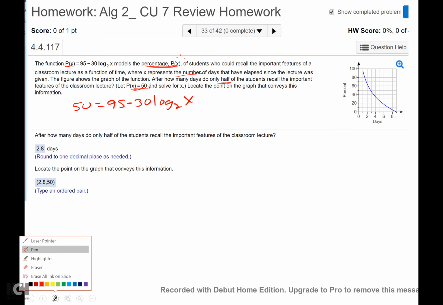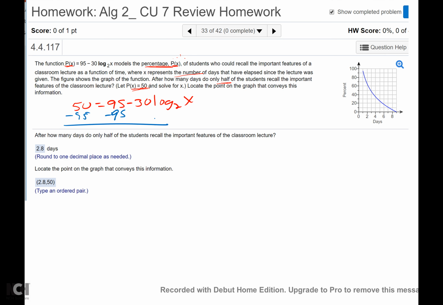I've got to get x alone. So the first thing I'm going to do is subtract 95, which gives me negative 45 equals negative 30 times log base 2 of x. Divide by negative 30. Negative 45 divided by negative 30 will be 1.5. So log base 2 of x equals 1.5.